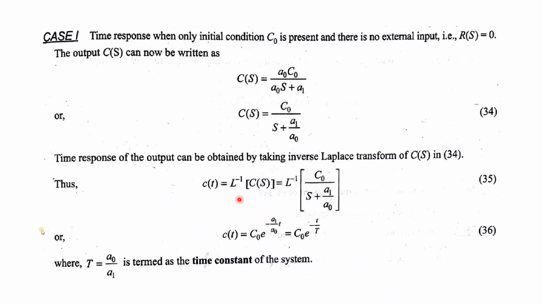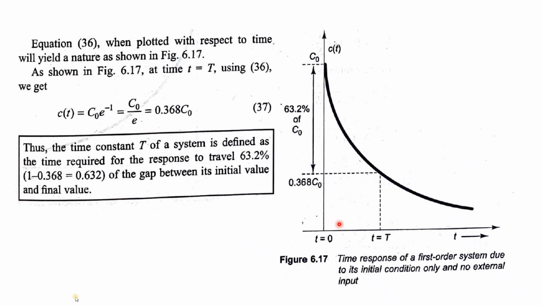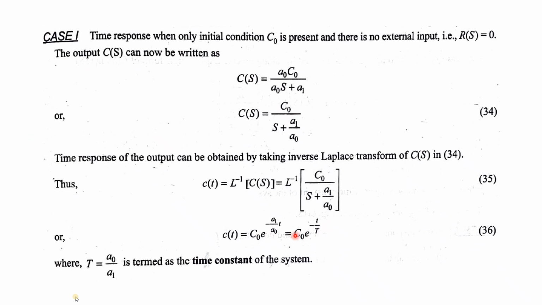Now this CS, you have to find the Laplace inverse. So CT equals the Laplace inverse of that. After that we get CT equal to C0 e to the power minus A1 by A0 t. Okay, and if A0 by A1 is a constant and is represented by capital T, it is C0 e to the power minus t by capital T, where capital T is a time constant because it is a constant with respect to time.